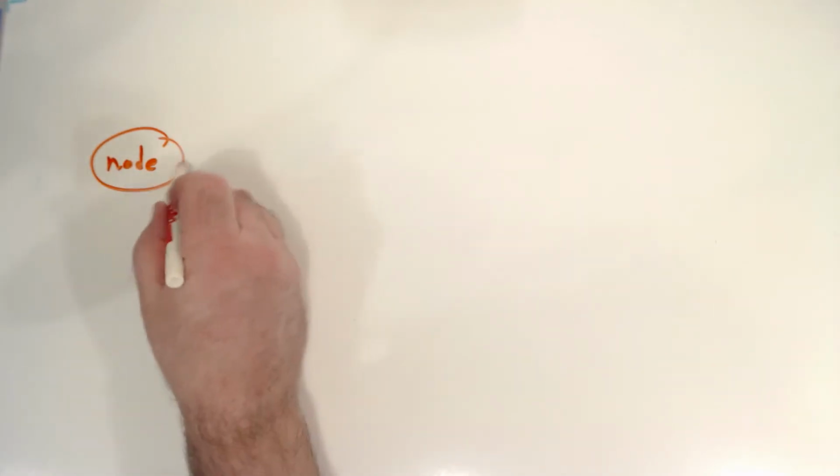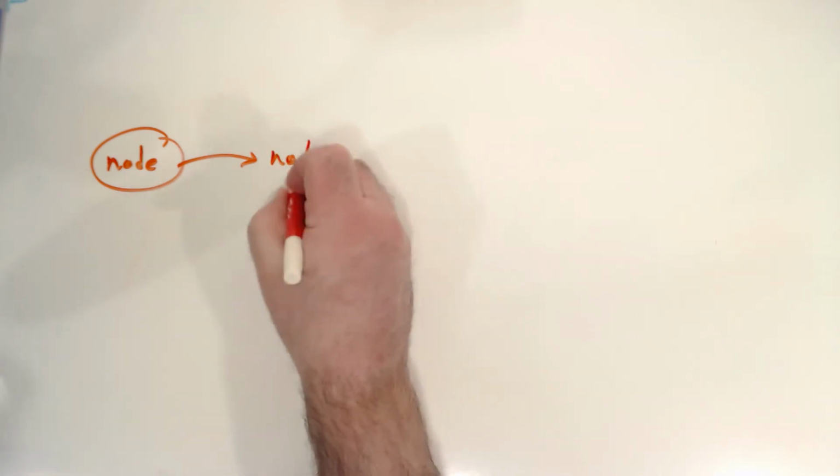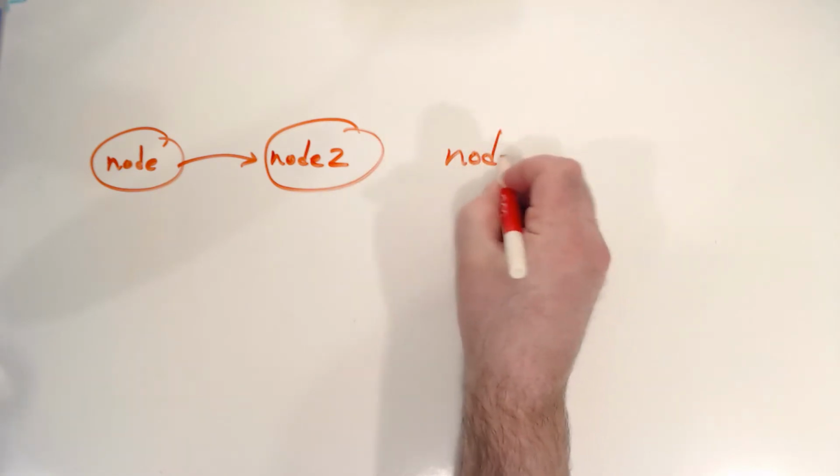Let's look at a linked list from the conceptual model. What is a linked list? A linked list is a data structure that's comprised of a plurality of node objects. Graphically, we would represent a node like this, and we link them together, hence the name. Node 2, let's call that one node 2, and maybe a node 3 like this.